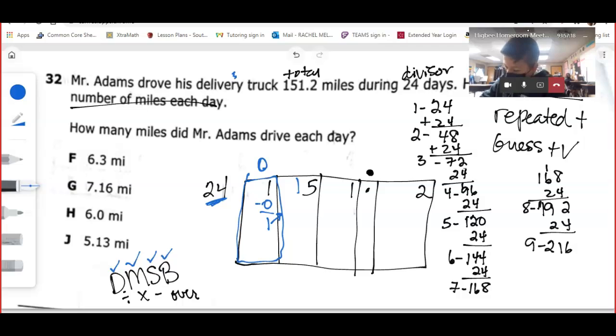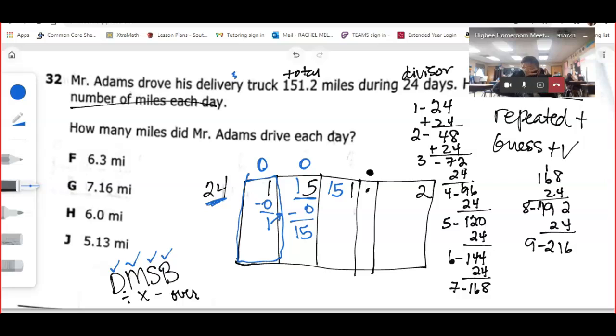All right, so this time I have 15. Can I make a group of 24? No. So it's kind of exactly the same, isn't it? Okay, so 0 times 24 is 0. 15 minus 0 is 15. And now the 15 goes over here to this place value.